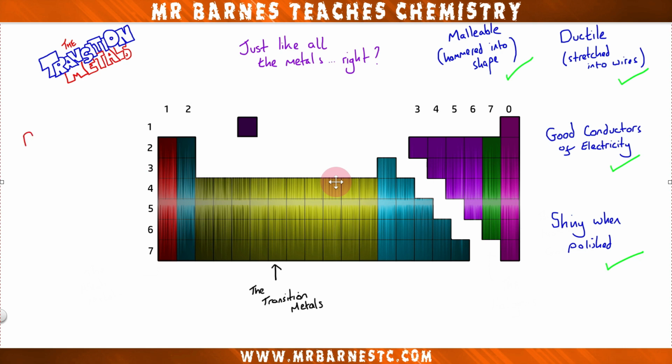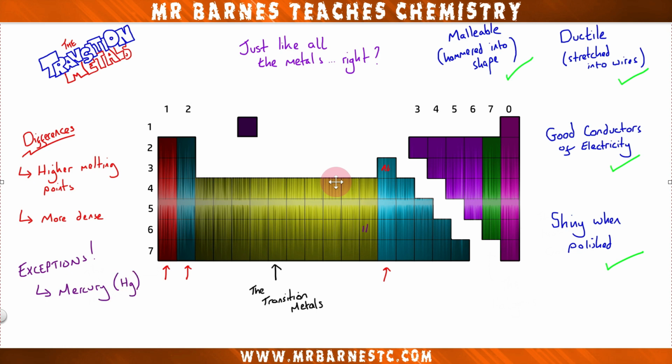However, there are a few things that stand them apart from the metals in groups 1, 2 and 3. For example, they have a higher melting point, and they are denser than the metals in groups 1, 2 and 3. Now this isn't always the case. For example, mercury is a liquid at room temperature, meaning it has a lower melting point. But in general, transition metals have a higher melting point and density.